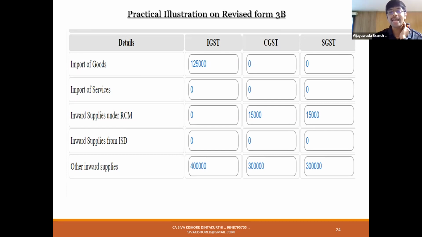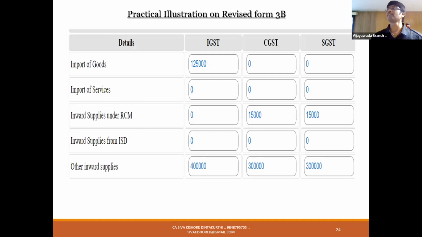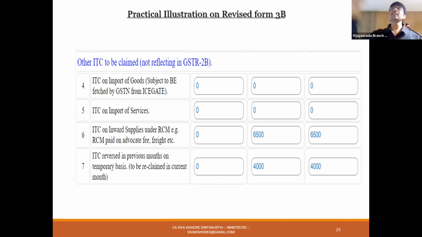Other inward supplies: 4 lakhs, 3 lakhs, 3 lakhs. This is auto-populated. See, he is having some input tax credit. This dealer wants to claim some that are not in 2B. Sixth point, 6,500 RCM. What is already populated? 15,15. Apart from 15,15, additionally he wants to include. He's a good dealer. He doesn't want to delete 15,000. He wants to make it 21,500.